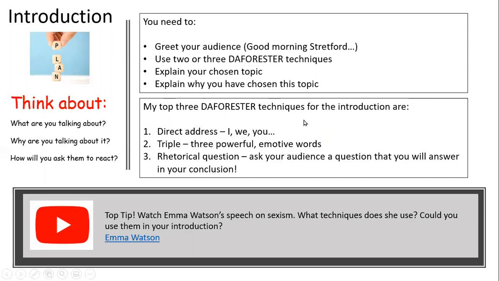Here are my top 3 De Forester techniques that I would suggest you use in the introduction. So direct address: I, we, you. A triple, and be 3 powerful emotive words. It might be the same word repeated 3 times. And a rhetorical question. This is going to be really important because I want you to answer this question in your conclusion. It's a nice little linking technique for you. If you are still struggling for some ideas, go back and watch the Emma Watson speech again. It's less than 2 minutes and that will help you.